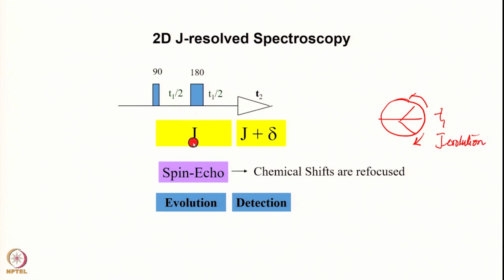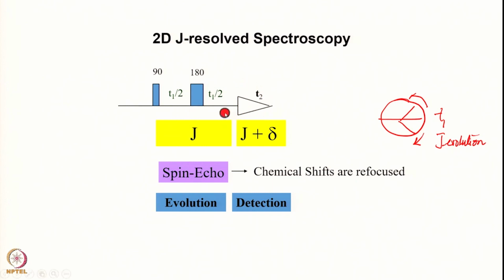I should get the J information. J is the frequency, and I should get that frequency. The angle modulation creates different phases, and the FIDs will be modulated by that evolution. Therefore, if I Fourier transform along this, I should be getting the J information. What happens here in the T2 period?